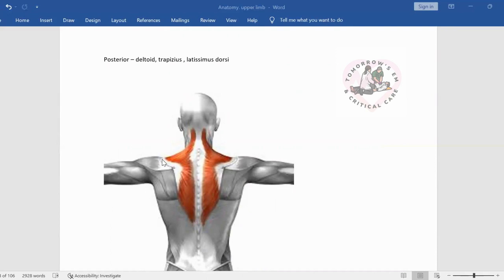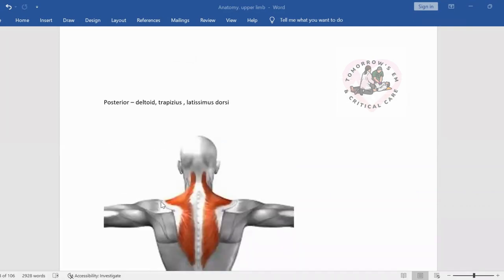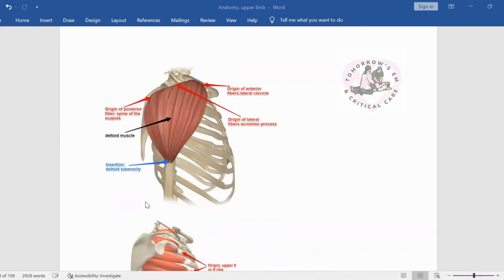Spine of the scapula. Now, keep it in your mind. Spine of the scapula: deltoid origin, and trapezius insertion, isn't it? See the figure. The spine of the scapula is where the posterior fibers of the deltoid originate, isn't it?